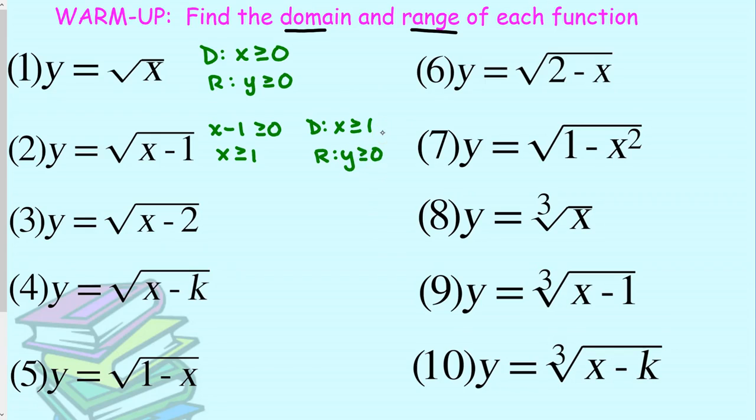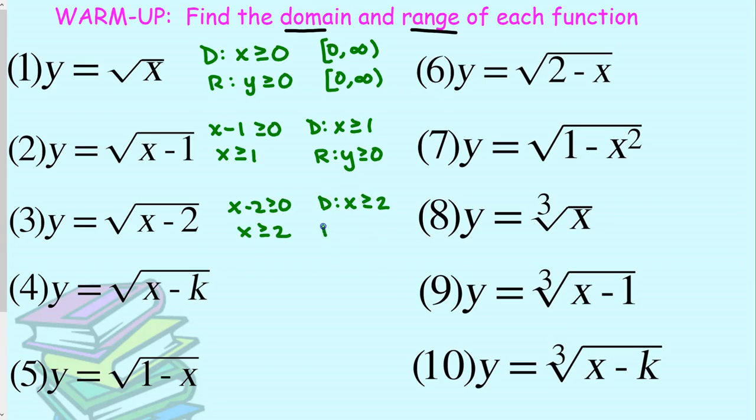Now we can also use intervals for these. So for example, from number 1, we could have the interval from 0 to infinity on both of these, and we would have a closed bracket on 0 showing that we're including it. So number 3 is like number 2. We can say that x minus 2 has to be greater than or equal to 0, so x is greater than or equal to 2, so that's our domain.